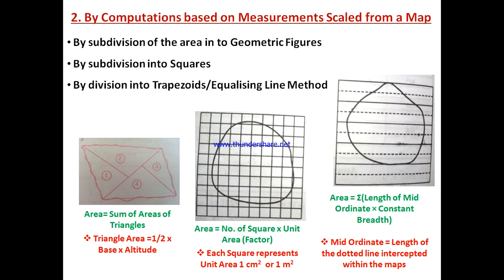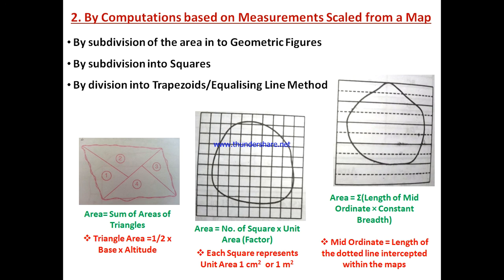After determining this fraction, the total area of the figure will be equal to the total number of squares multiplied by the area or the factor. So in this manner we can determine the area. The third method is by dividing the area into trapezoids, also known as the equalizing line method. In this method we just need to draw a number of parallel lines in a tracing paper at a constant distance.